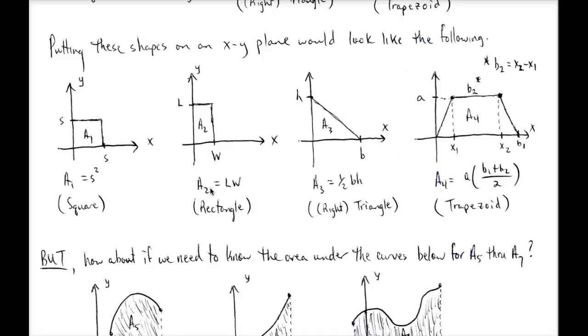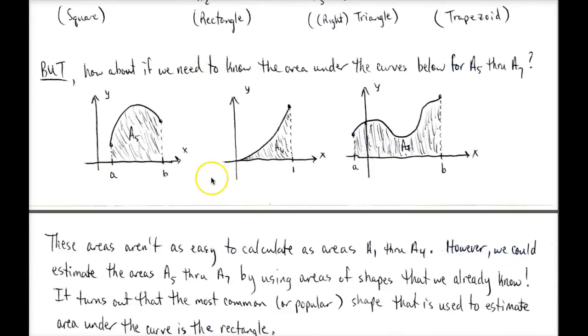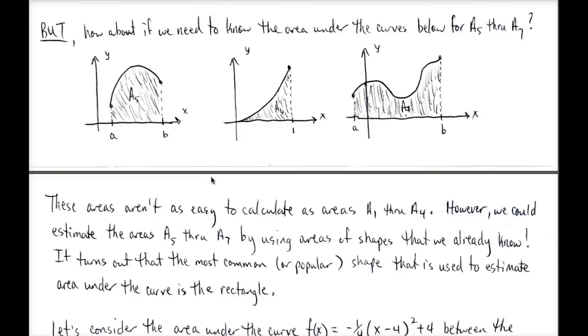All I would basically have to do from there is just calculate the area. But if we look down at the next set of curves I have, which represents the areas A5, A6, and A7, then we can see that using a square or a rectangle or a trapezoid is not going to be as easy. Not impossible, but just not as easy.